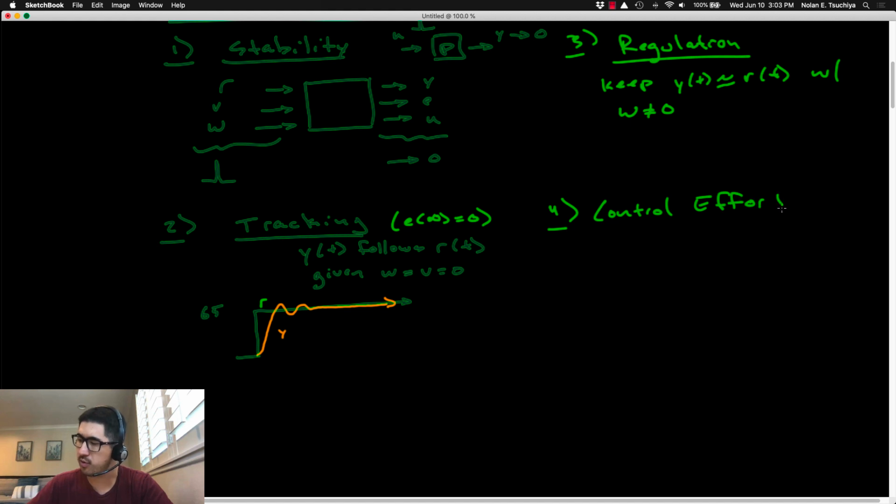Sometimes this is referred to as the cost. Okay, so basically to satisfy control objectives 1 through 3, you need some type of control algorithm, and you need some type of actuation and some type of sensing in order to close the loop and run the closed loop system.